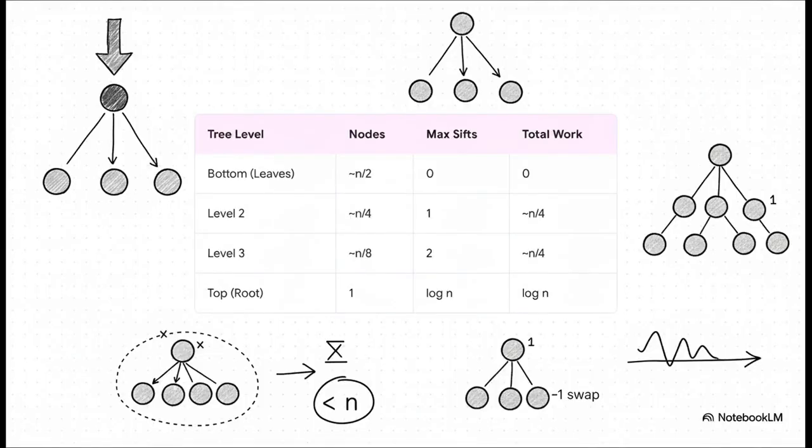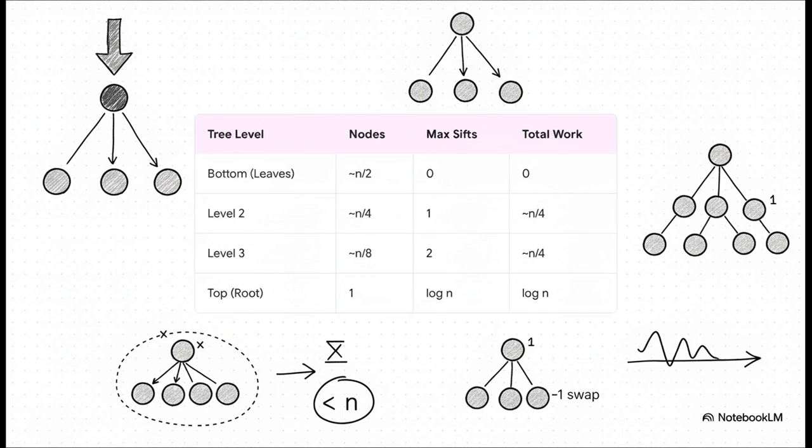The secret is to build the heap backwards, from the bottom up. Think about it. The entire bottom level of the tree, the leaves, they don't have any children, so they're already perfect little heaps. That's about half our nodes, and we don't have to do any work on them at all. So we start from the last node that actually has kids, and we perform a sift down on it. Then we move back one and do it again, and again, all the way to the root.